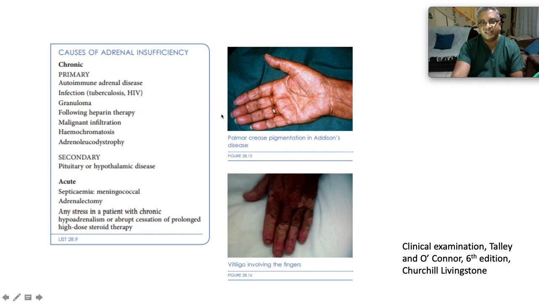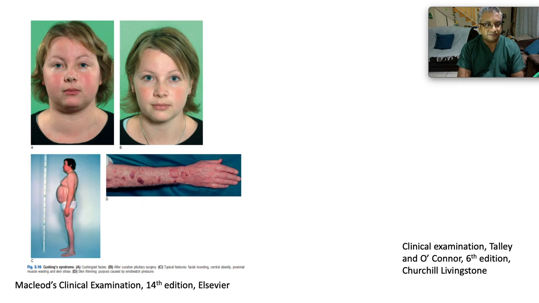Here's a beautiful example of palmar crease pigmentation in a patient who has Addison's. This is vitiligo involving the fingers, and like we said, all the autoimmune diseases tend to stick together. Vitiligo is one of them.